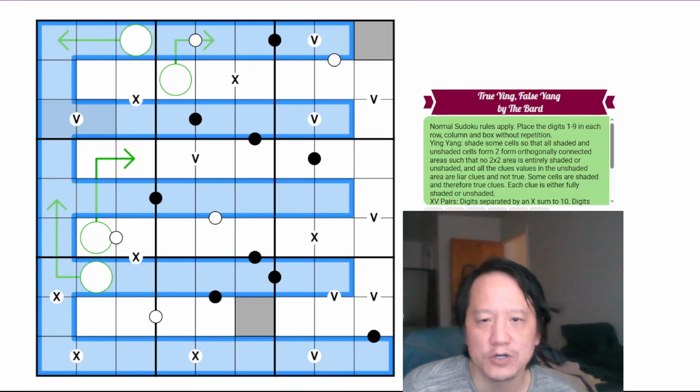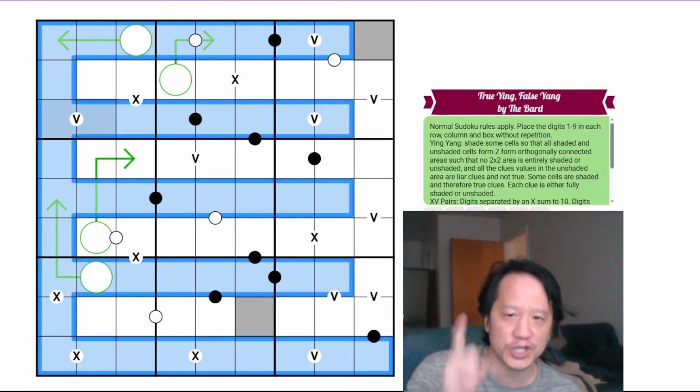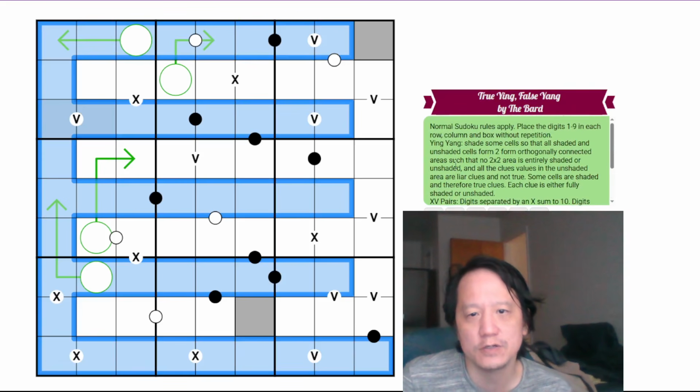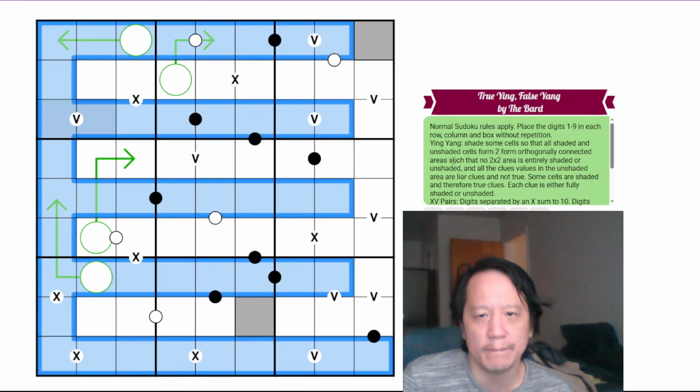Some cells are shaded and therefore true clues. And each clue is either fully shaded or unshaded. Interesting. So, place the digits 1 through 9 in each row and column and box without repetition.